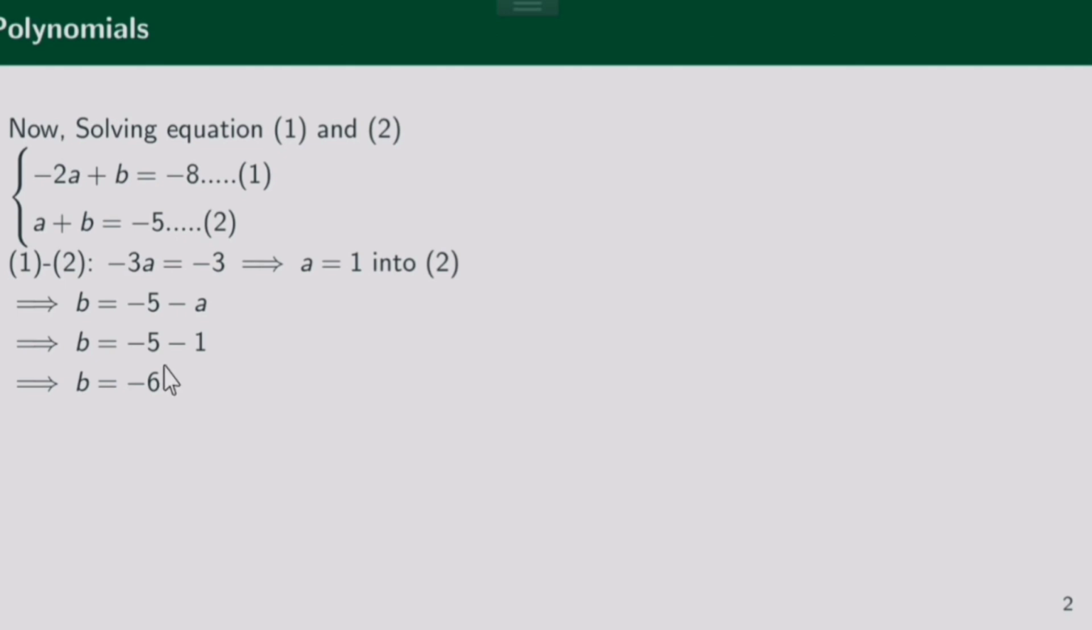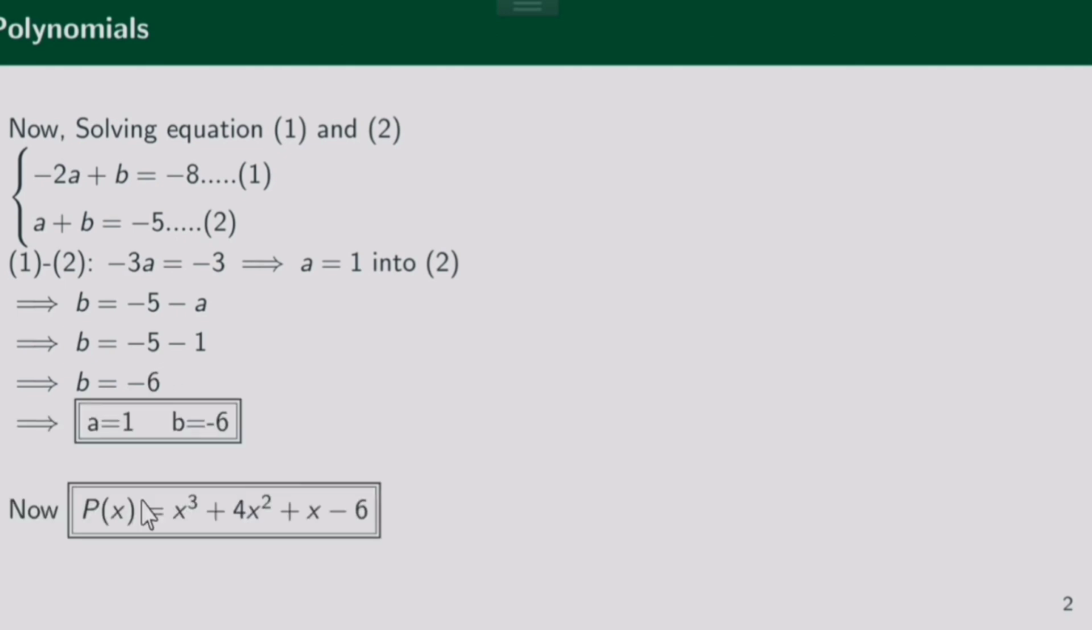I'll go back to the polynomial and plug in those values. P of x will give me exactly this polynomial. So I am done with the first part of the question. Now the next part of the question is that I have to factorize P of x completely.